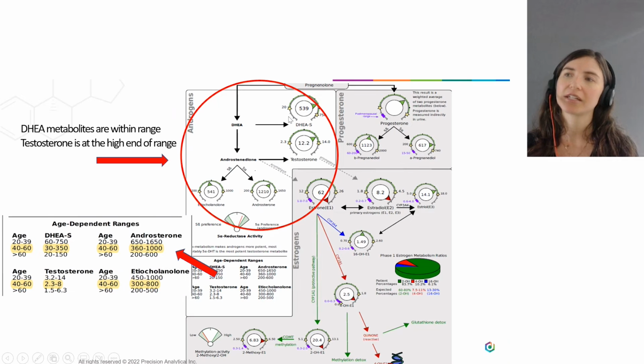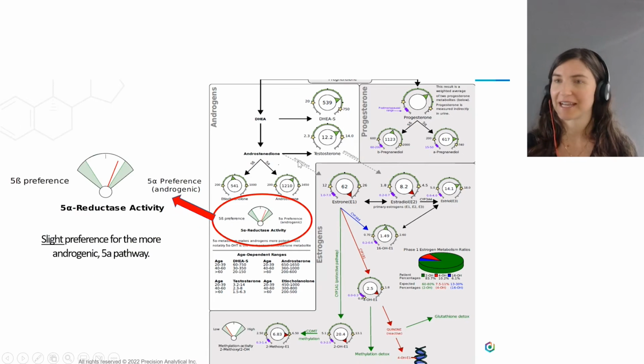And so if we look at her DHEA metabolites, for her age, they look great. And actually, let's see, etiocholanolone. Yes, so I highlighted the 40 to 60 age range, but she's actually in her early 30s. So we should be looking at the 20 to 39 age range. So just want to make that correction. And her testosterone, it's within range for her age, a little on the high side.